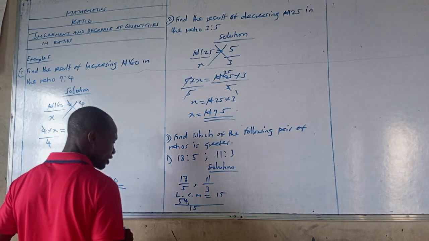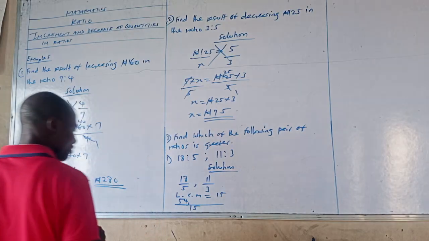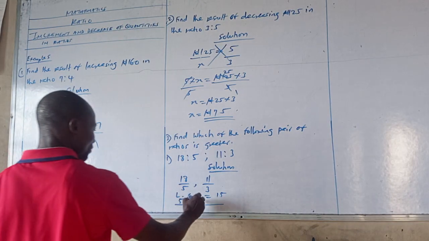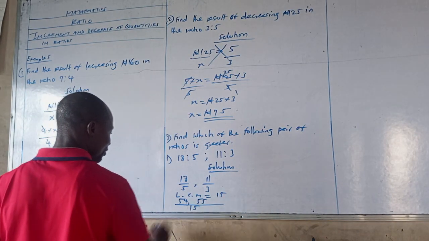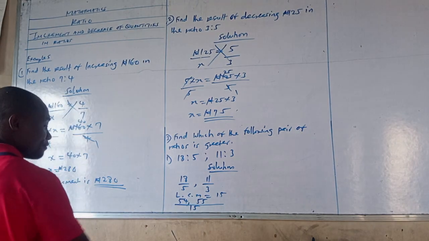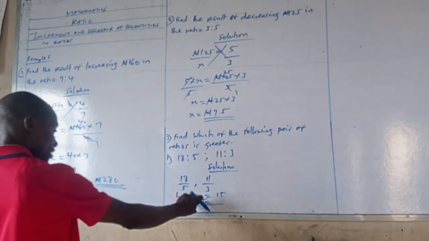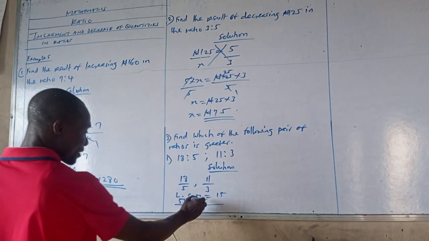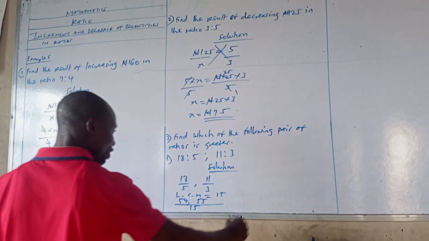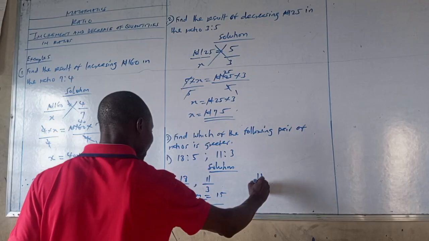15 divided by 3 is 5. 5 times 11 is 55. You now use the numerator to judge which one is bigger. 55 is bigger than 54. And the answer that gave us 55 is 11 over 3.